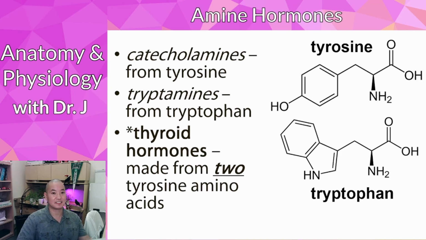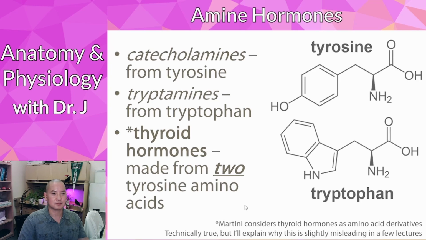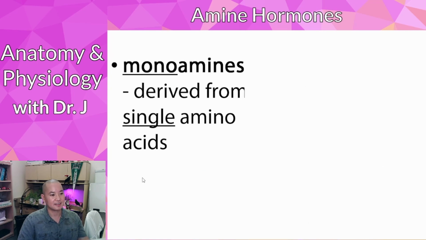They act way different from these other hormones that are made from amino acids. So again, they consider thyroid hormones as amino acid derivatives, but I'll cover later on, in a few lectures, why I kind of object to that. So again, mono means one, from one amino acid. And why do I make a big deal about their chemical structure?